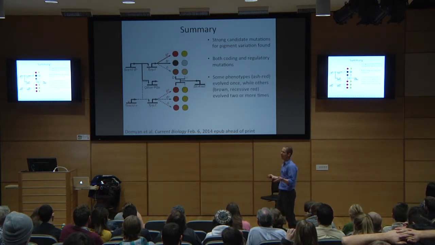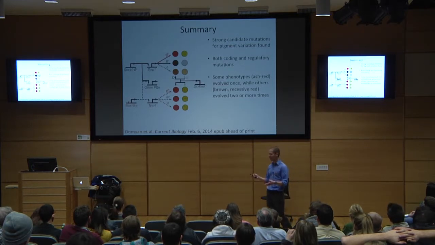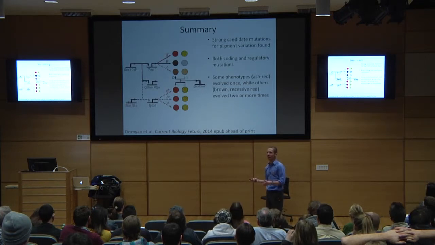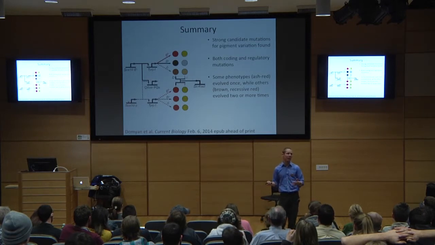We also saw that some of the phenotypes, like ash red, only evolved once, whereas recessive red and brown have evolved multiple times in domestic pigeons. This actually contrasts with what's been shown in a lot of other domestic species, where usually one mutation explains all of the variation you see for a particular trait, such as body size in dogs.